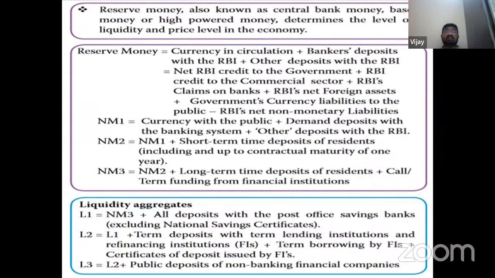As I already said, it is a minimum reserve. Based on this minimum reserve only, the currency notes will be printed by the RBI. The lower the minimum reserve, the lower the printing of currency notes. The higher the minimum reserve, the higher the printing of currency notes. So there is a direct relationship.